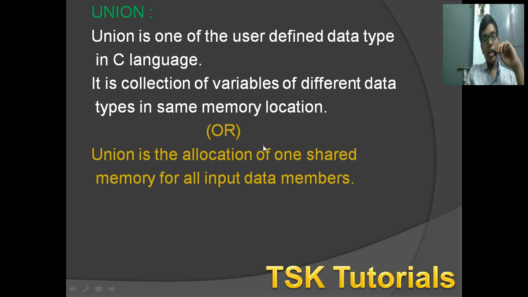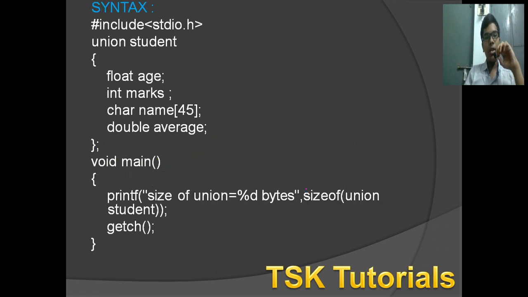Union is the allocation of one memory to all inputs, or one shared memory. That one memory will be shared to all the inputs of our desired variables. We can first give the inputs, and all these inputs will be stored under a single memory. That's what I have given here. Union is the allocation of one shared memory for all input data members. Now let's check the syntax, which can be understood easily.